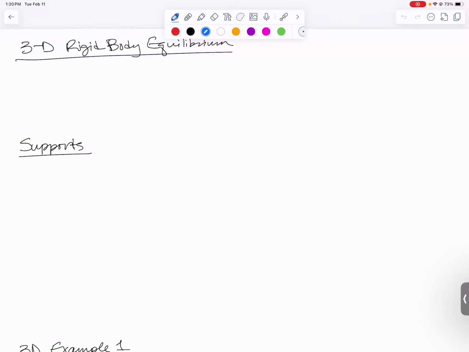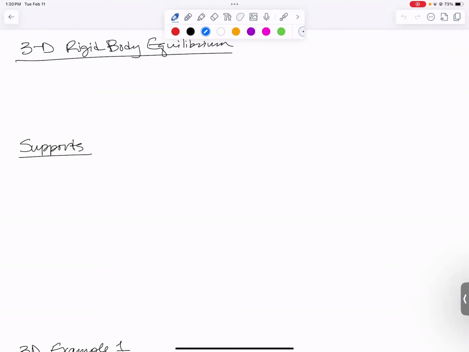We're going to continue our conversation about rigid body equilibrium by moving into 3D. The process for solving these problems is exactly the same as for 2D. We start with a free body diagram as our first step. Then we will move on to writing equilibrium equations and finally solve. But what's going to be new for us is these equilibrium equations.